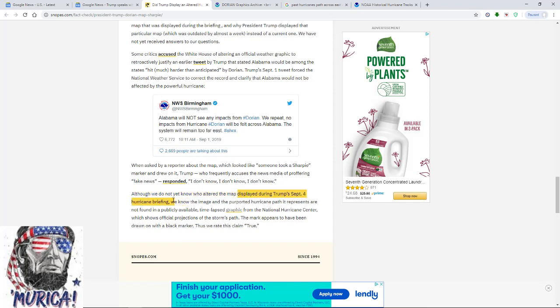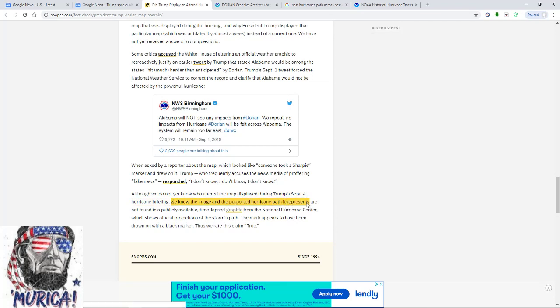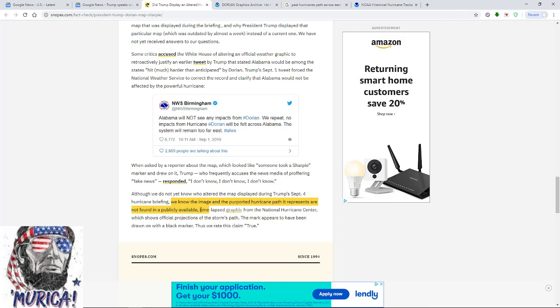displayed during Trump's September 4th hurricane briefing. We know the image and the purported hurricane path it represents are not found in publicly available time-lapse graphic.